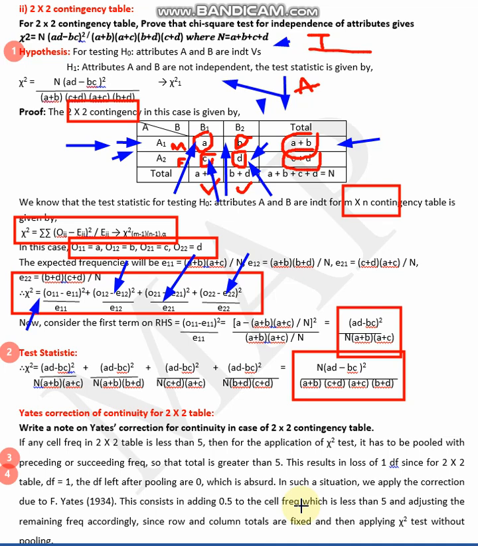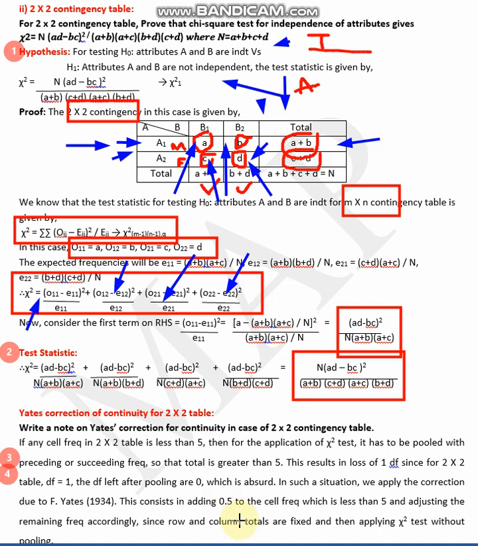Suppose you pool this value, 1 degree of freedom should be lost. But initially there is 1 degree of freedom. After pooling, again we are subtracting 1 degree of freedom. Therefore, the total number of degrees of freedom is 0, which is absurd. So in such a situation, we need to apply a correction, and this is given by Yates. We call this the Yates correction.